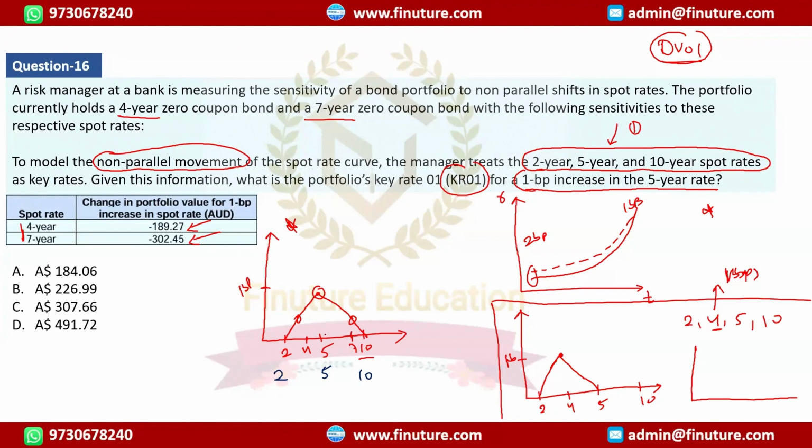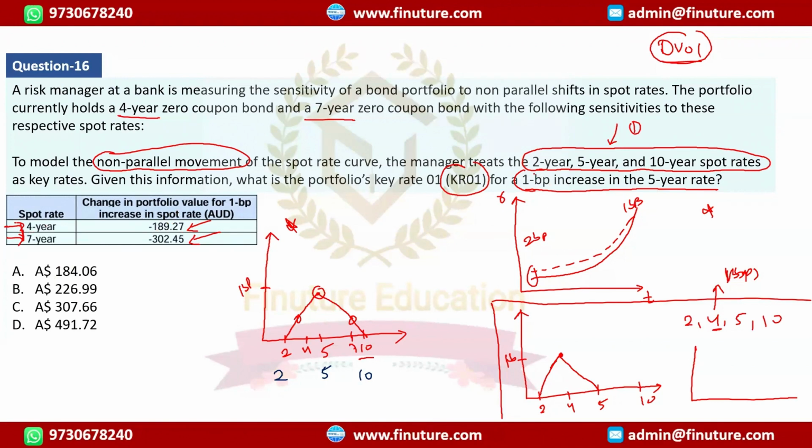Now let's come back to the question. You are asked to calculate the 5-year rate. If there is a change of 1 basis point at the 5-year rate, what is the change in the bond portfolio? You are given the spot rate for 4 years and 7 years. You are given the increase in that. So what I need to know is, what is my change at each?